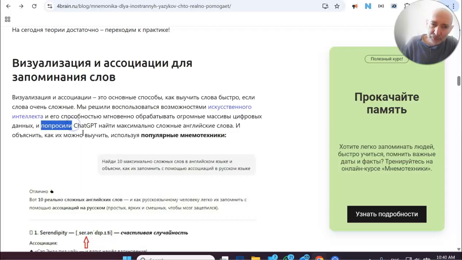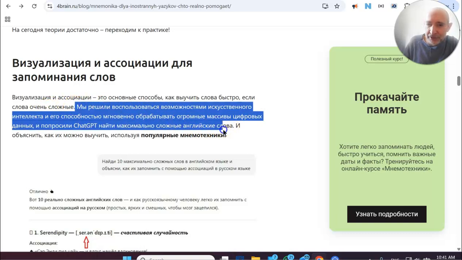Попросили means asked, you probably know that. Максимально сложные английские слова. So сложные, I'm reminding you, that's complicated. Максимально сложные means like extremely. Максимально, I would translate that as extremely in English. Extremely complicated, or the most, basically. The most complicated английские слова, English words. Now, please see how it all works together here.